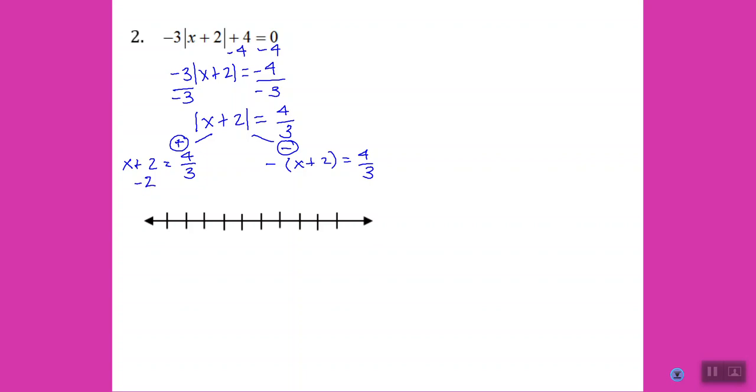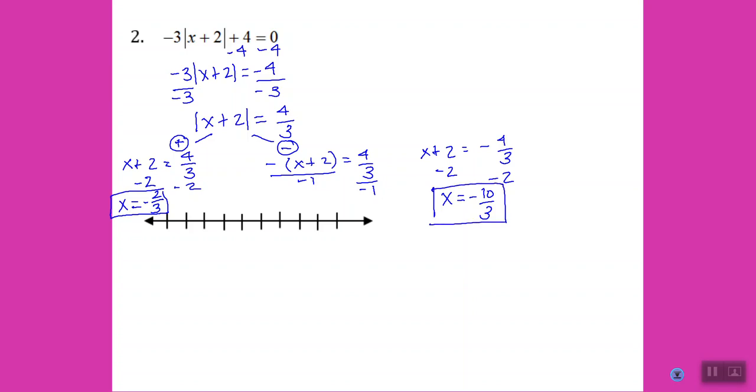So on the positive one, I would subtract 2 first, and I would get that x equals negative 2/3. On the negative side, I could distribute the negative like I did last time, or I could also divide by negative 1. So I would get x plus 2 equals negative 4/3. Then I would subtract 2, get negative 10/3. If I plug those in, they'll both work in my equation.